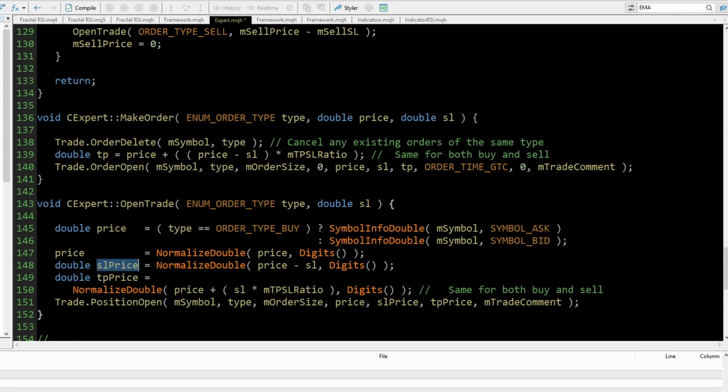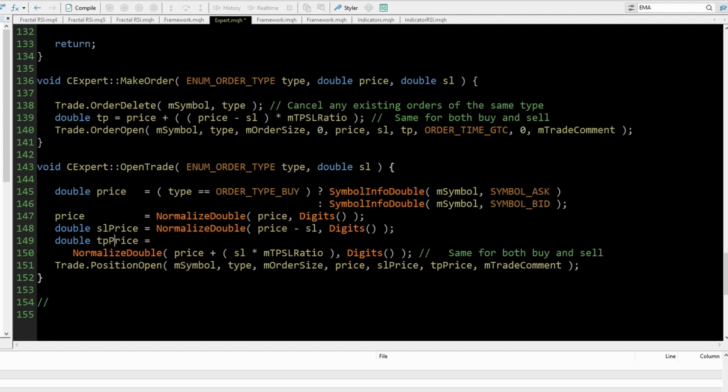The stop loss price then is also normalize double, price minus SL for number of digits. Now, if this is a buy trade, then price minus stop loss is going to give me a price below the price. If it's a sell trade, then SL has been passed in as a negative number, which we just mentioned. So price minus a negative number will actually give me a value above the current price, which is where it should be. So that's why I'm passing a negative number in this stop loss for a sell trade.